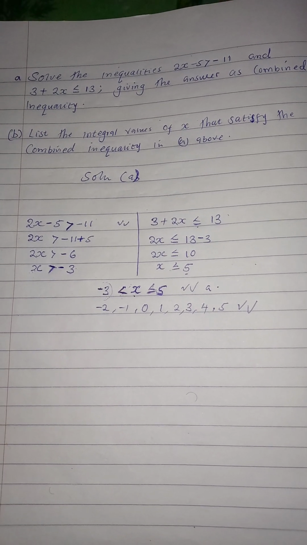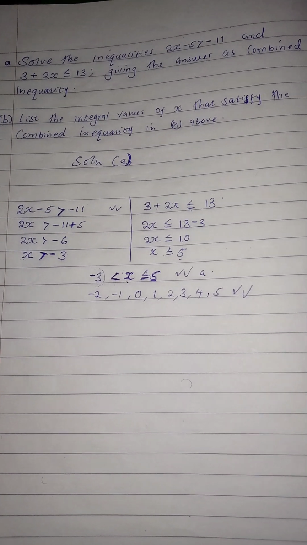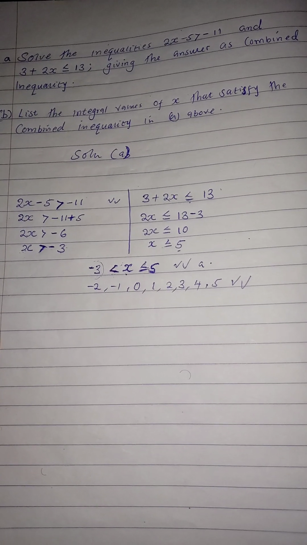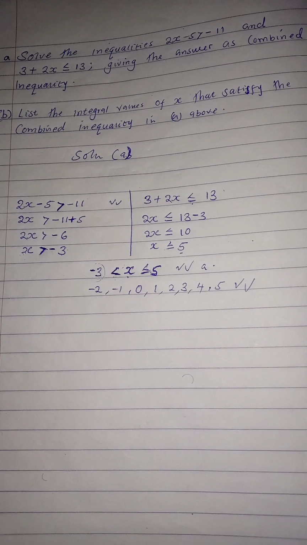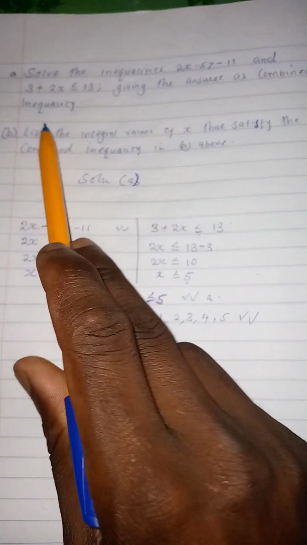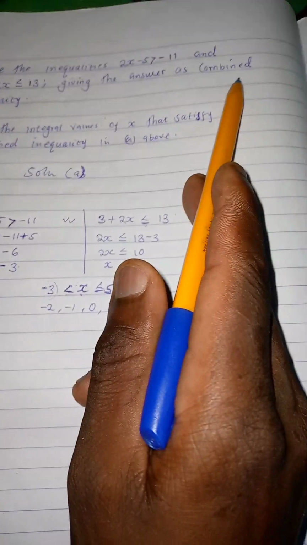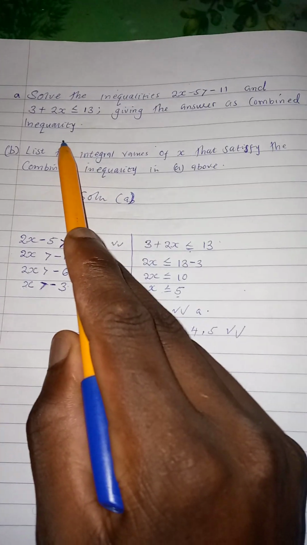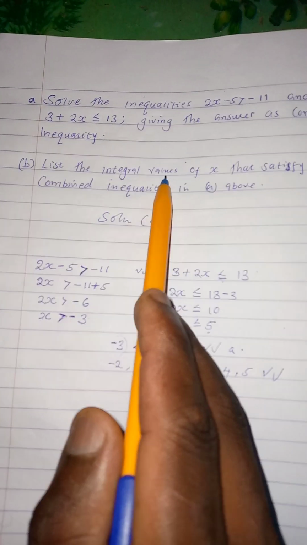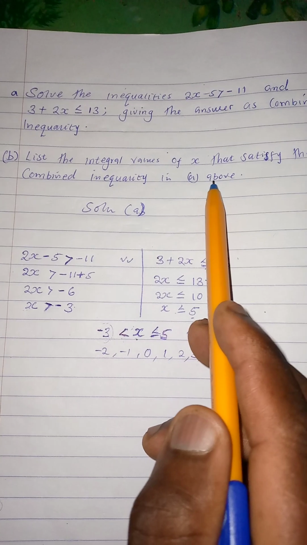So in today's lesson, we are faced with the topic of inequalities, and the question has got two parts, A and B. Part A of the question is: solve the inequalities 2x minus 5 is greater than negative 11 and 3 plus 2x is less than or equal to 13, giving the answer as a combined inequality. Then part B: list the integral values of x that satisfy the combined inequality in A above.